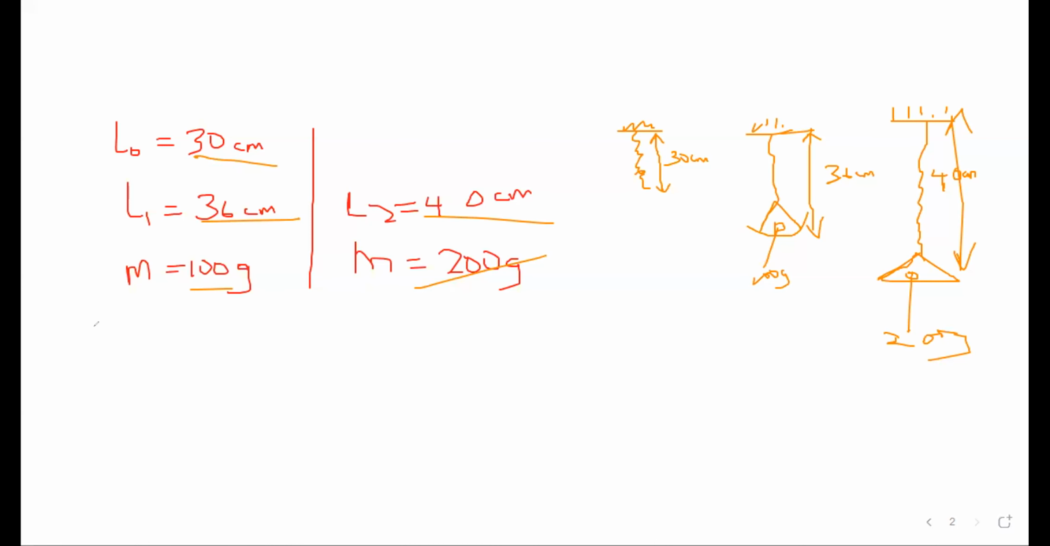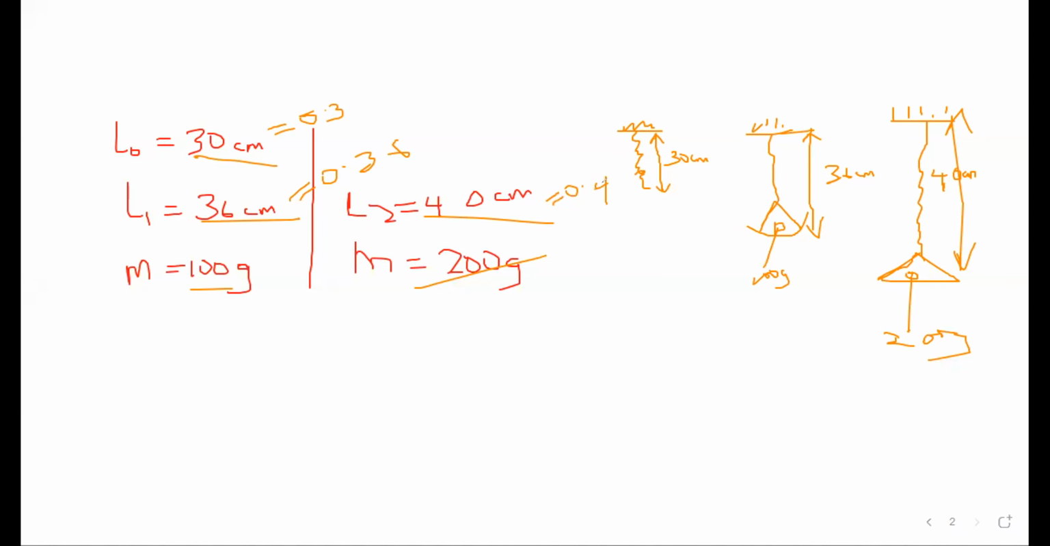Okay, our L naught, which is 30 centimeters, will become 0.3. The 36 will become 0.36. And the 40 will become 0.4 meters. Why? Because we divide by 100 if you're changing to meters.